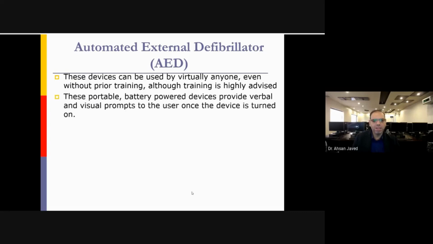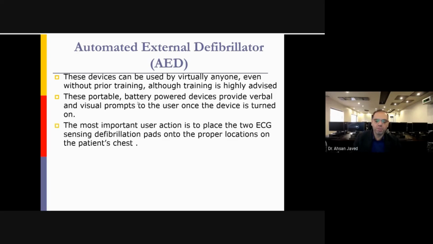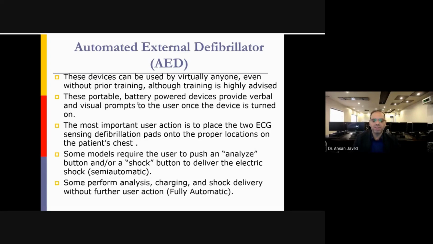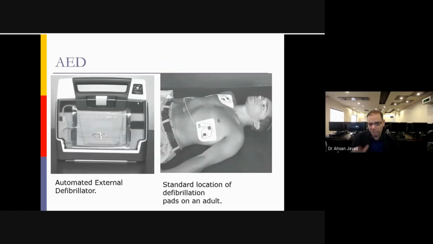In case of automated defibrillator, they can be used by anyone who only has the understanding of how to place the electrodes and where to place the electrodes. And they provide verbal clues, they provide visual prompts to the users, and they even provide the verbal clues that the patient needs an electric shock, and further guide how to perform the electric shock. Some models require users to push an analyze button. They are semi-automated type, and then a shock button, whereas some perform analysis, charging, and shock delivery without further user interaction. They are fully automated.